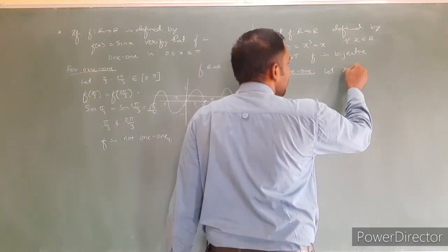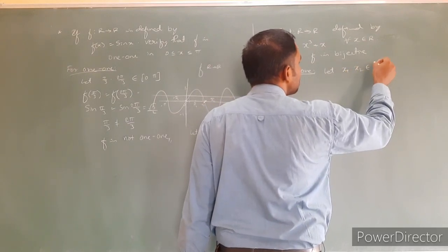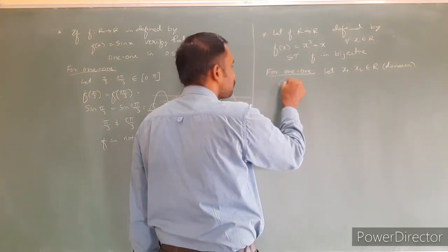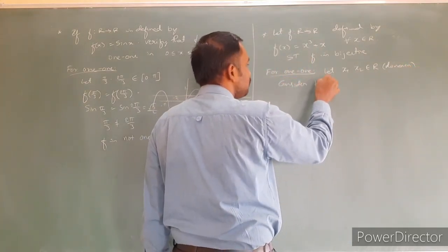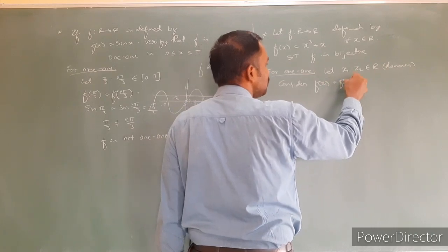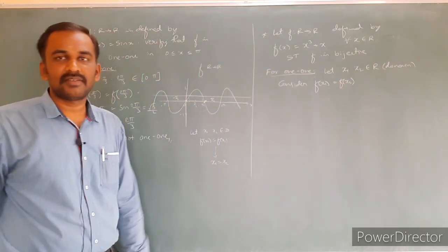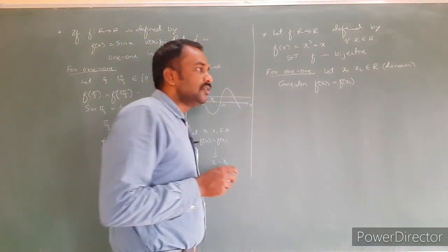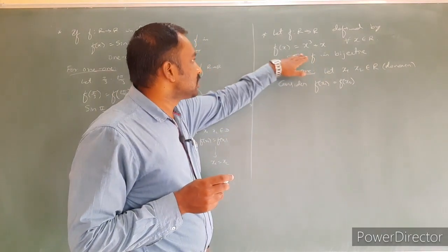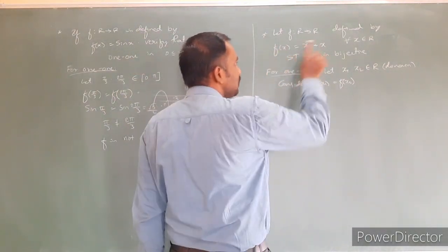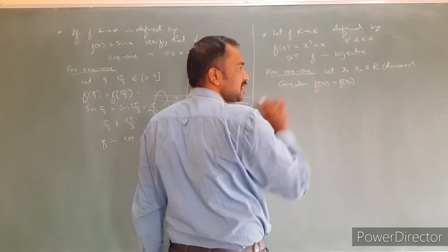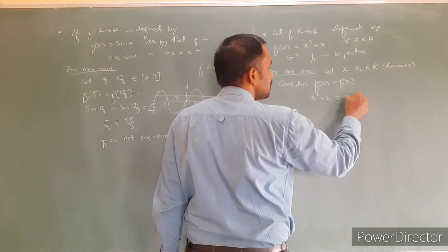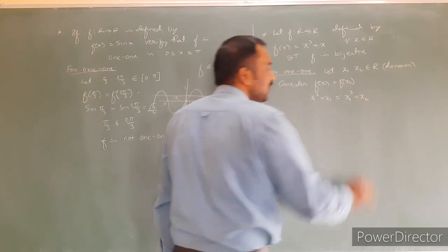Take generally x1 and x2 belonging to the domain set R. R is the domain set. Next consider f of x1 is equal to f of x2. Every problem has the same method, the same process we have to do. What we do then is replace the f of x value. What is the f of x value? x cube plus x, but in place of x, x1. So we can write x1 cube plus x1 is equal to x2 cube plus x2.